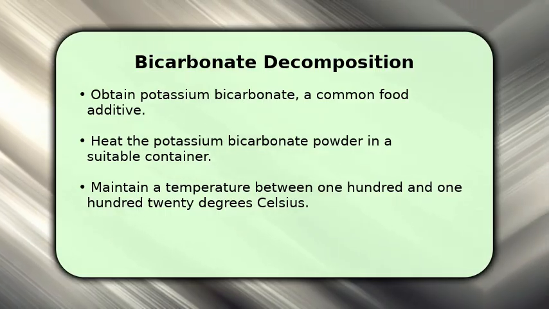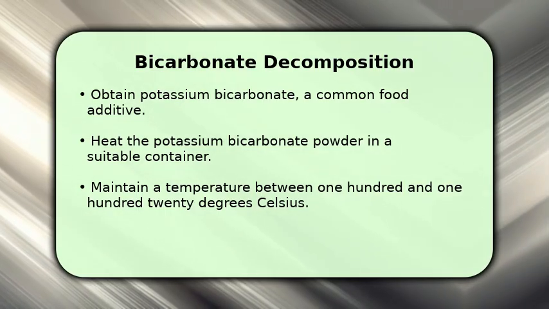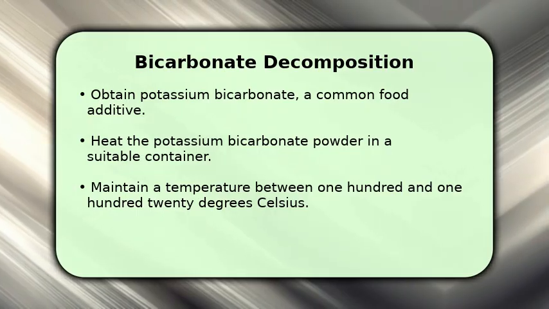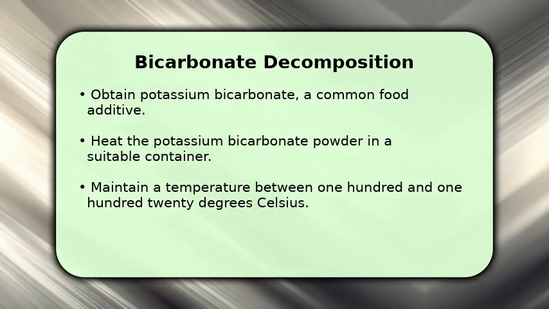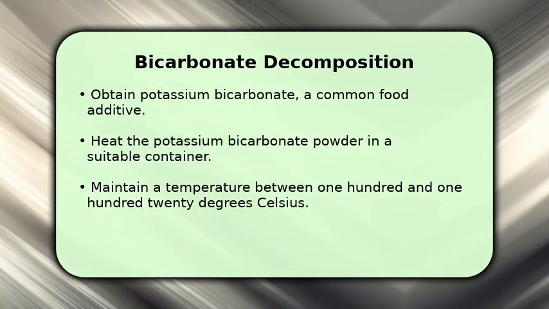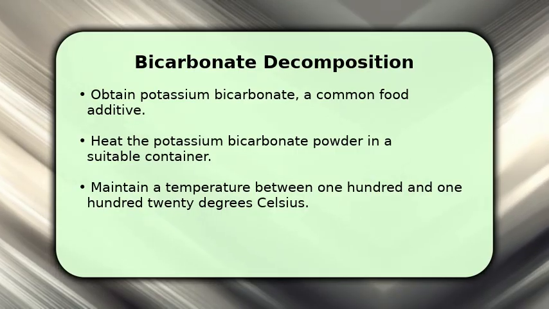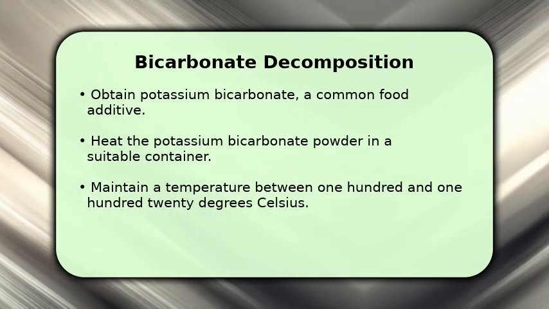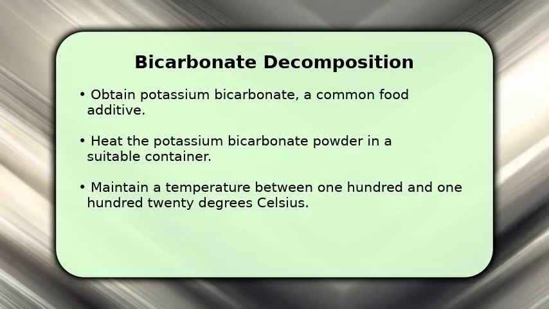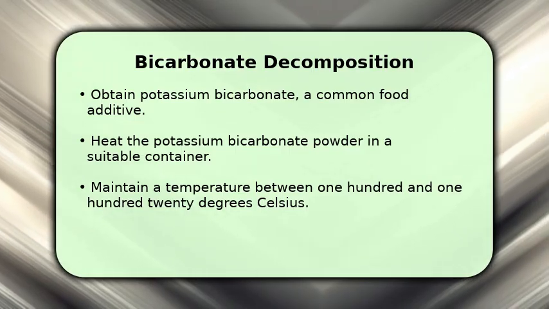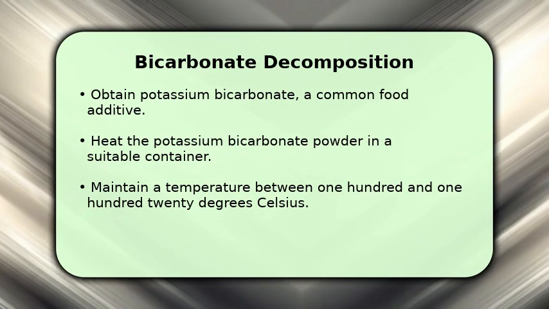To begin, place your potassium bicarbonate powder in a heat-resistant container. Gently heat the powder, maintaining a temperature between 100 and 120 degrees Celsius. At this temperature, the potassium bicarbonate will break down, releasing water vapor and carbon dioxide gas, and leaving behind pure potassium carbonate.